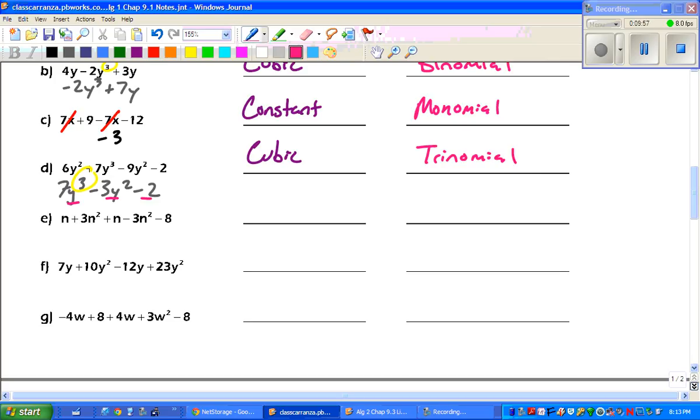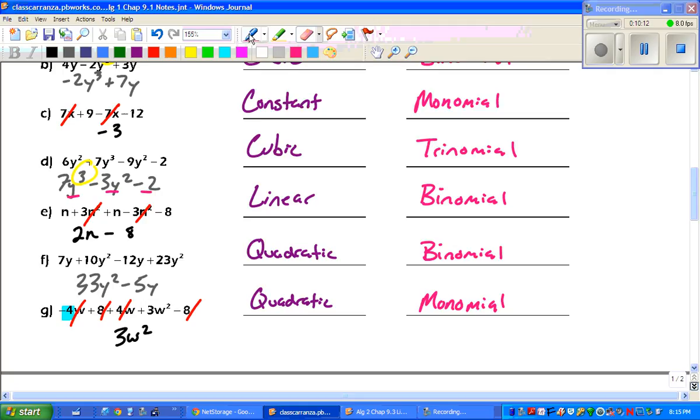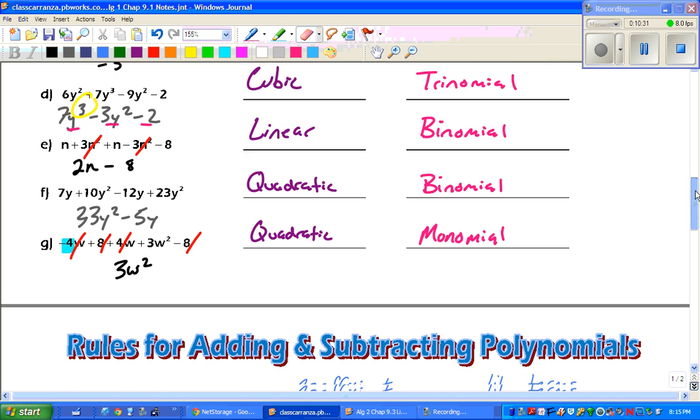Okay, why don't you guys try E, F, and G and see how you do. Go ahead and pause the video, please. Answers. Okay, you can kind of see the things that I combined. Now, just remember in E, n plus n, that's 1n plus 1n is 2n. We're adding those up, and that's how I got 2. Okay? All right, let's go ahead and flip it over.